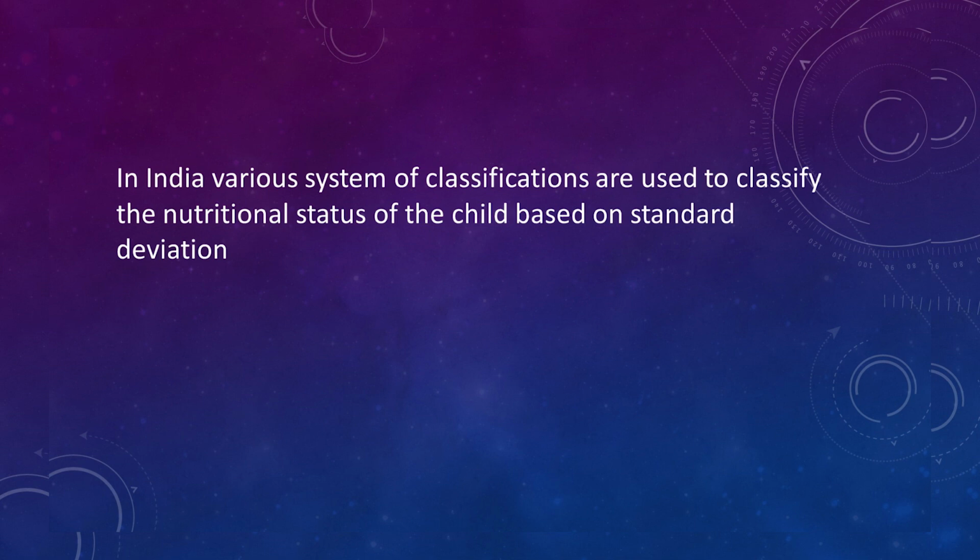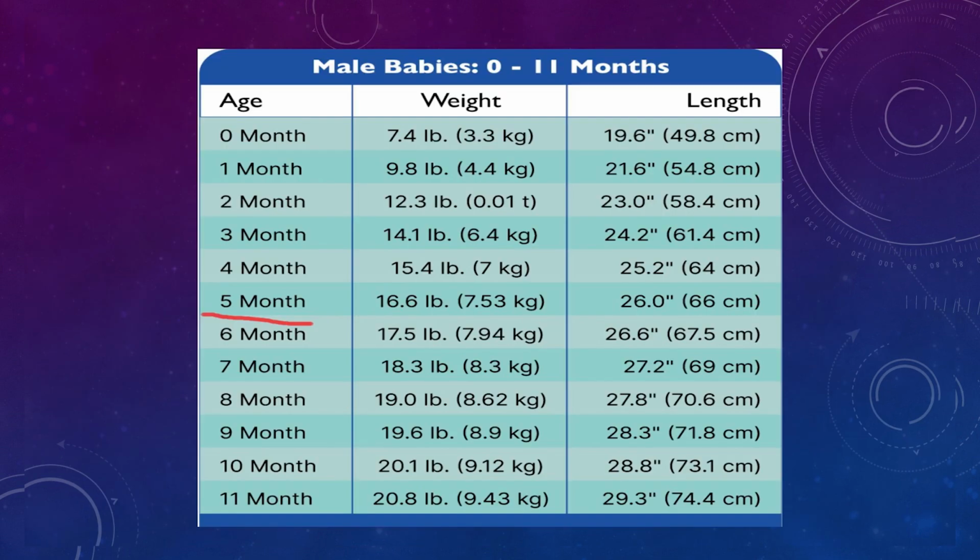In India also we have various systems of classification that are used to classify the nutritional status of the child based on the standard deviation. So, there are some charts I have placed here. Now, in this chart you can see the male baby age group from 0 to 11 months.